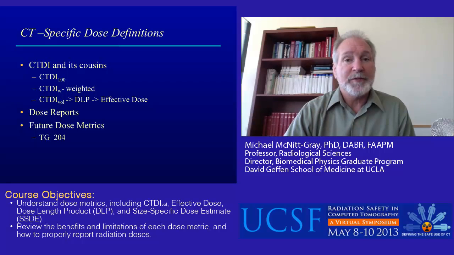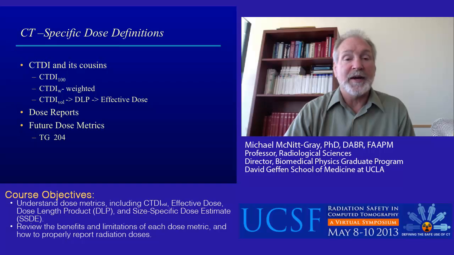CT has some specific dose definitions in the computed tomography dose index. So we're going to talk first about CTDI and its cousins, CTDI 100, CTDIw, which is the weighted CTDI, and CTDIvol, which leads to dose length product, or DLP, which leads to some estimates of effective dose. Those show up in dose reports, which I'll go through some examples, and we'll talk about a future dose metric from Task Group 204 from the AAPM.